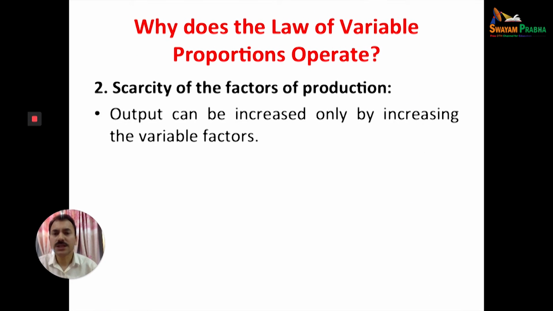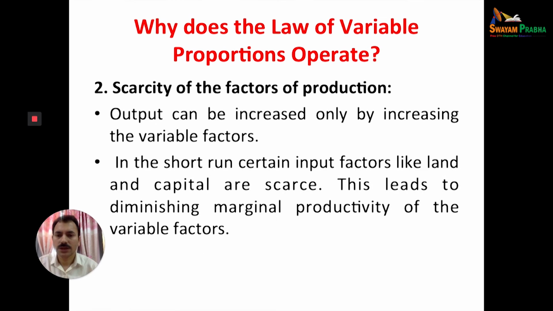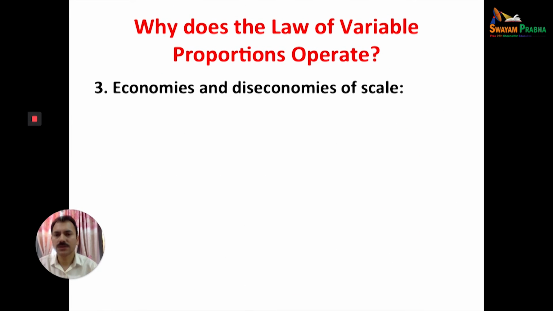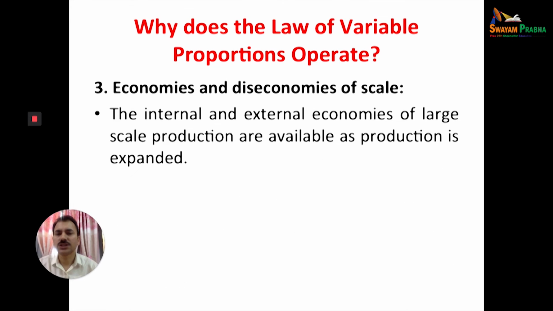Second, scarcity of factors of production. Output can be increased only by increasing the variable factors. In the short run, certain inputs like land and capital are scarce. This leads to diminishing marginal productivity of the variable factor.